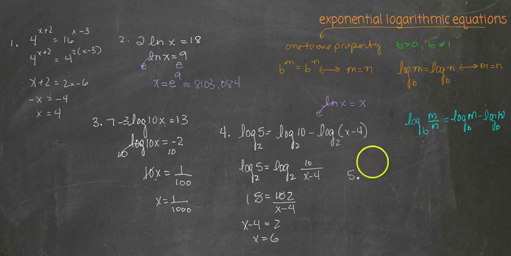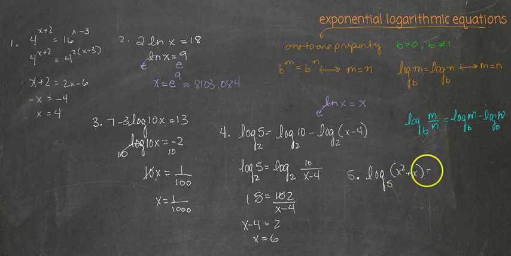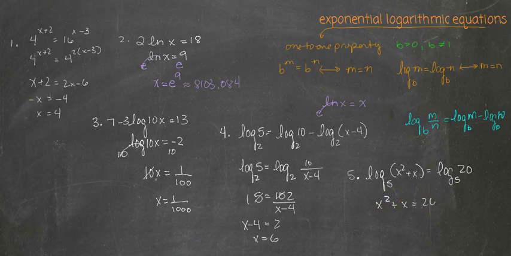How about another example? Log base 5 of x squared plus x equals log base 5 of 20. Okay, again, looks a little bit tricky, but certainly just using the one-to-one property, I get x squared plus x equals 20. So x squared plus x minus 20 equals 0. And so I factor to (x + 5)(x - 4). So x equals -5 and positive 4.